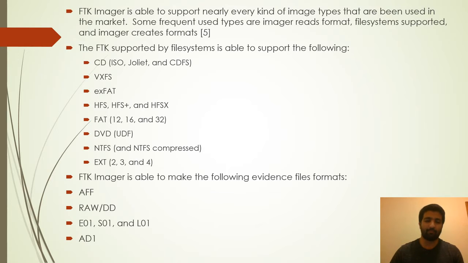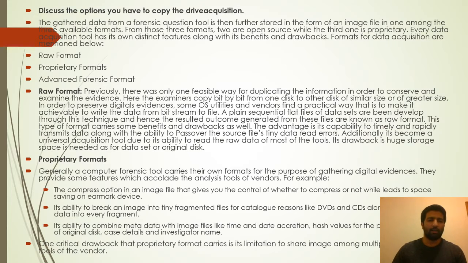In the end, discuss the options you have to copy the drive acquisition. So the gathering of data in the forensic acquisition tool is then stored in the form of an image file in one of the available formats. Of those formats, two are open source file formats. The third one is the proprietary one. Every data acquisition tool has its own distinct features, among the benefits and the drawbacks mentioned, like raw format and proprietary format, advanced forensic format. It's distributed in raw format and proprietary format, so these are described in the particular slide.